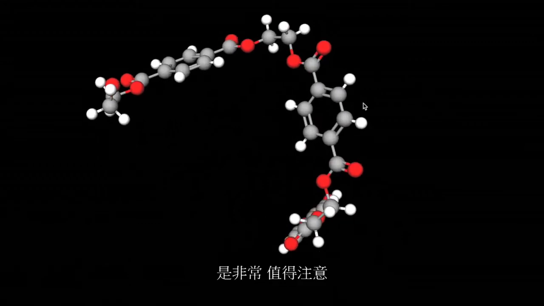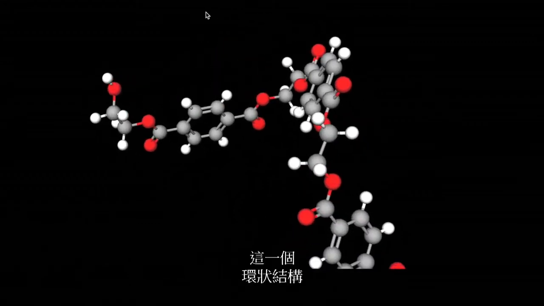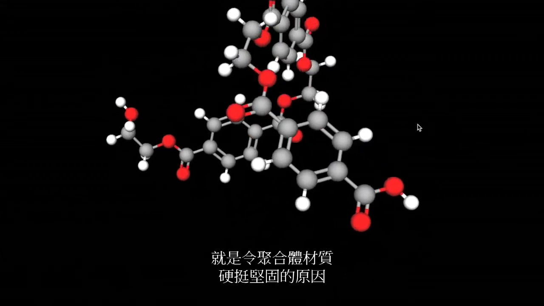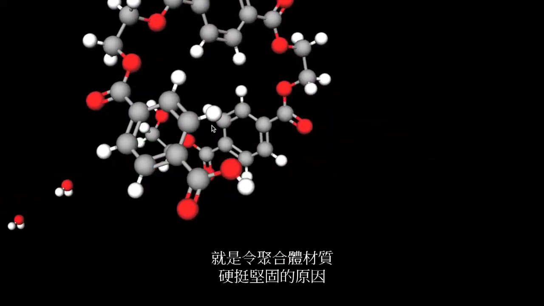When we look at the ball and stick model of PET, the ring structure that is repeated through the polymer is very noticeable. This ring structure is what gives the polymer strength and stiffness.